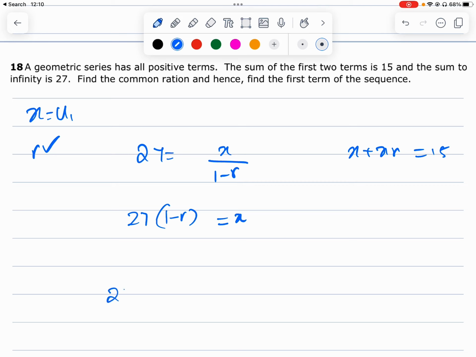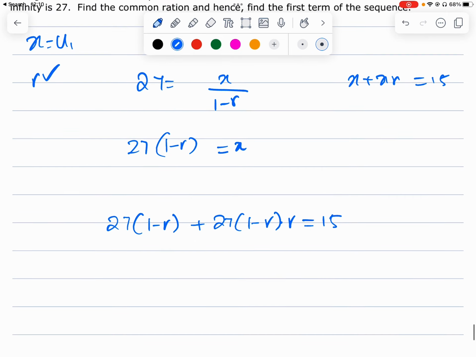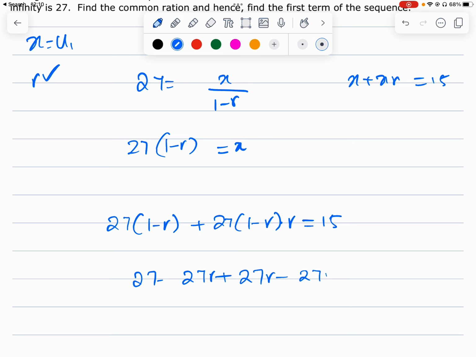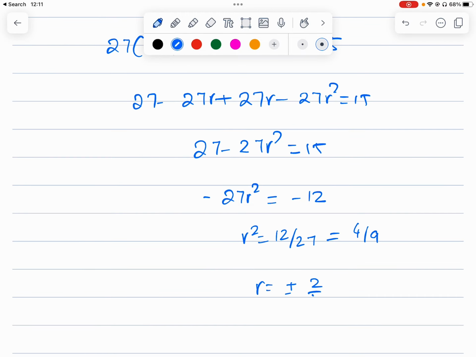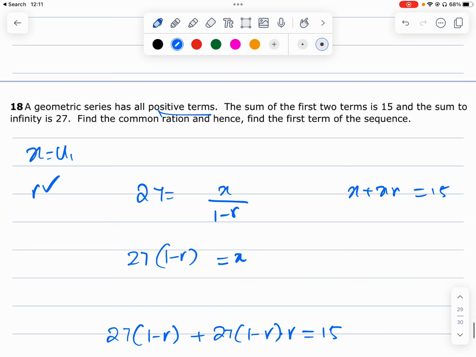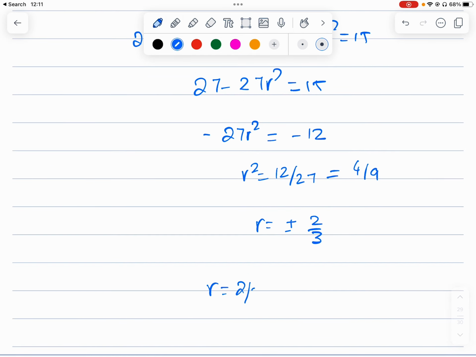But what is x? 27 times (1 minus r) plus 27 times (1 minus r) times r equals 15. So 27 minus 27r plus 27r minus 27r squared equals 15. 27 minus 27r squared equals 15. 27r squared equals 12. r squared equals 12 upon 27, which equals 4 upon 9. r equals plus or minus 2 upon 3. But it says that all are positive terms, so therefore r equals plus 2 upon 3.